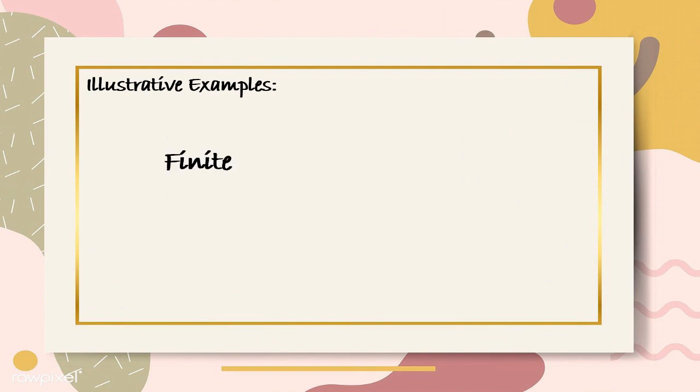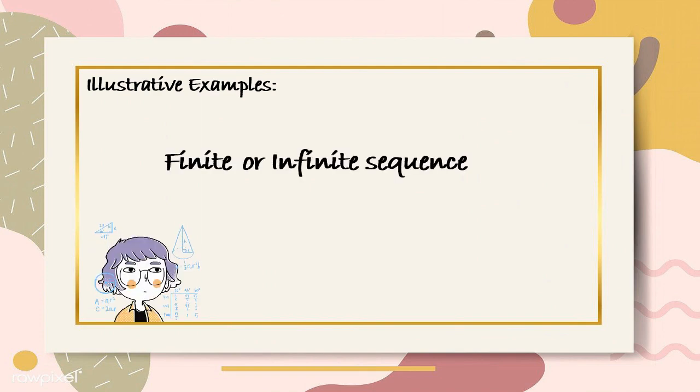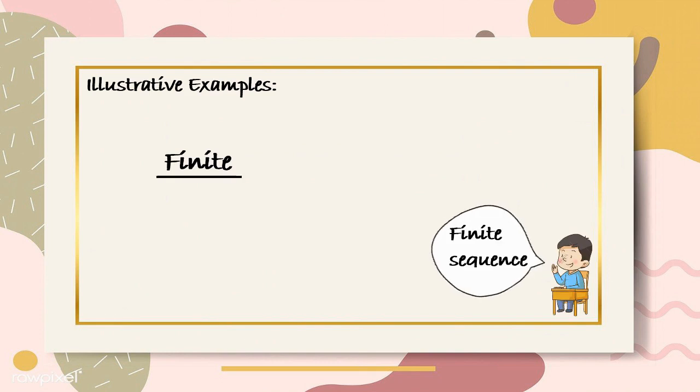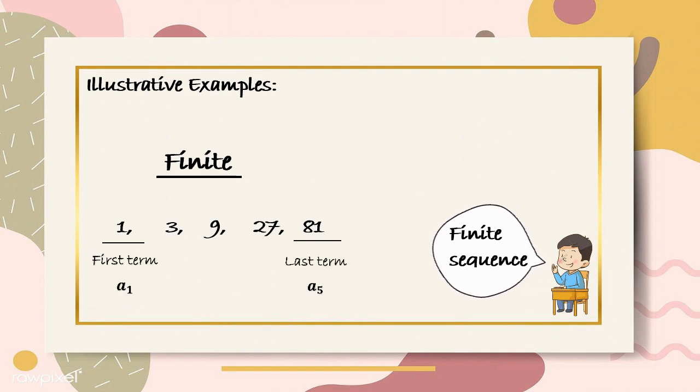Is it a finite or an infinite sequence? That is correct. It is a finite sequence. We have the first and the last term. The first term, or A sub 1, is 1, and the last term, or A sub 5, is 81.